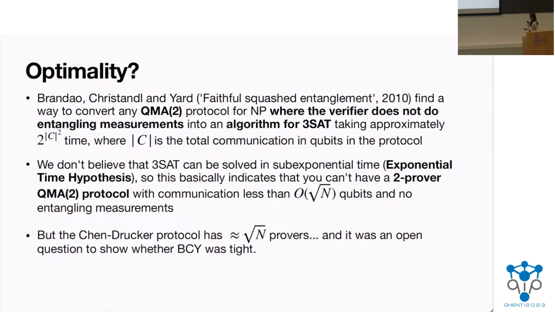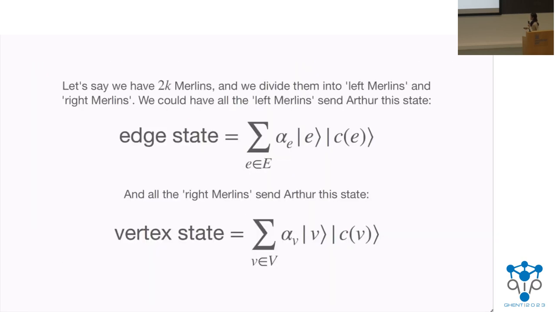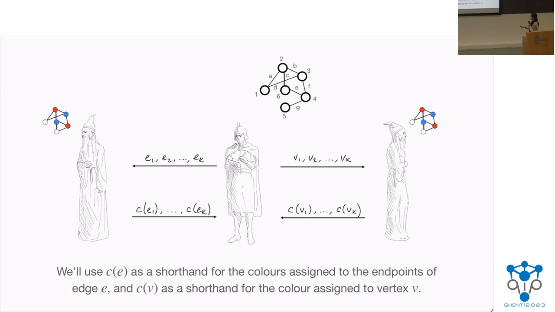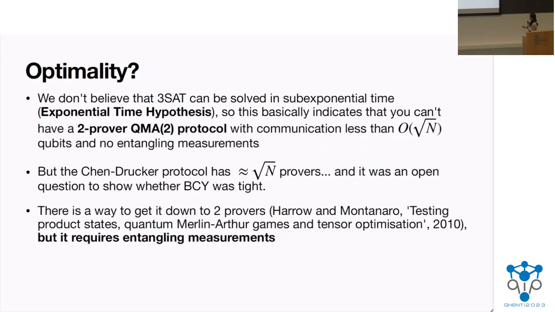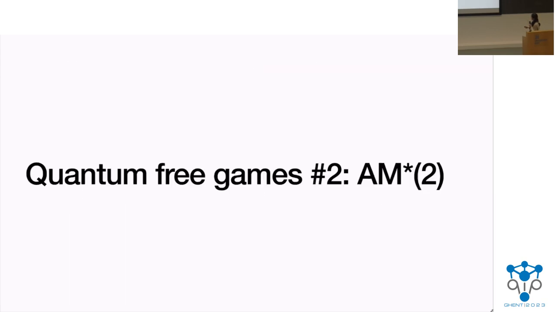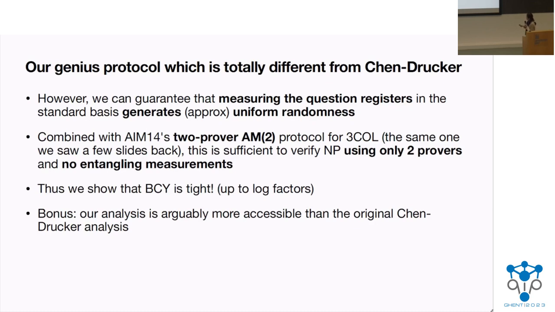So that's exactly the intuition that we wanted to satisfy, right? When we had this AM2 protocol, we basically wanted to simulate Arthur generating this honest, independent randomness by sending these quantum states. And that's exactly the security property that we prove. So we show that BCY is tight up to some log factors. That's technical. And there's a bonus: our analysis is arguably more accessible than the original Chen-Drucker analysis. It's shorter and maybe a little easier to digest if you know the central ideas.